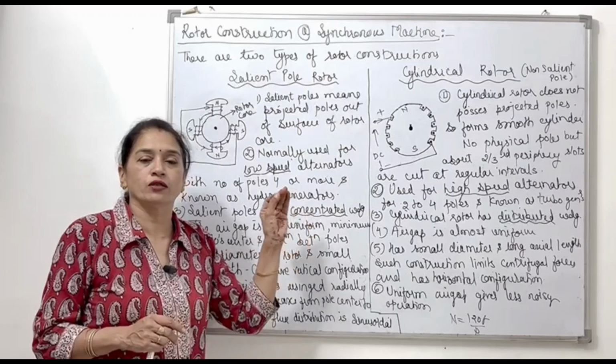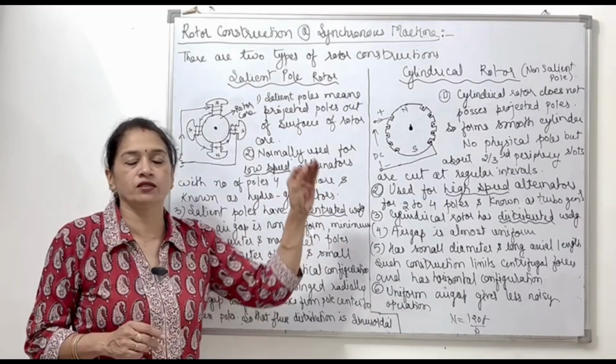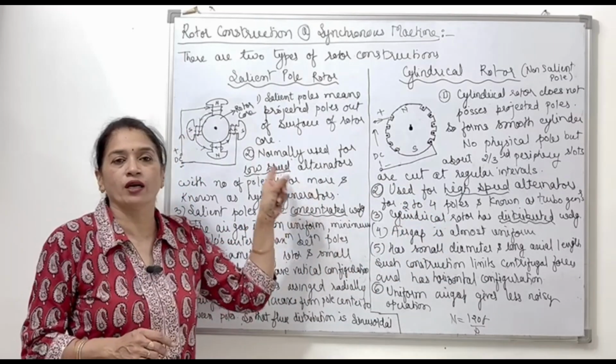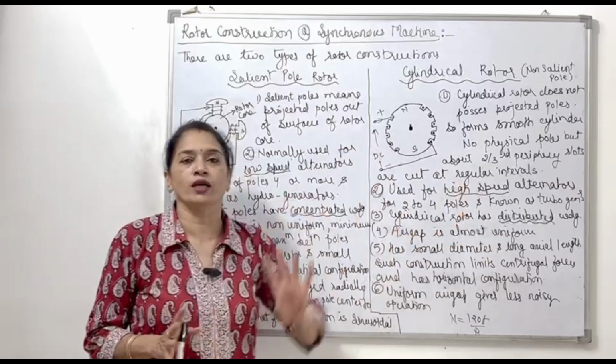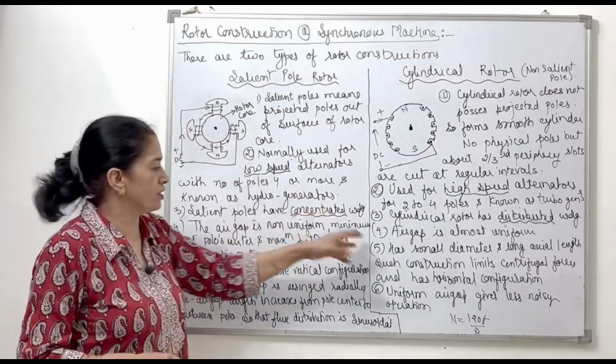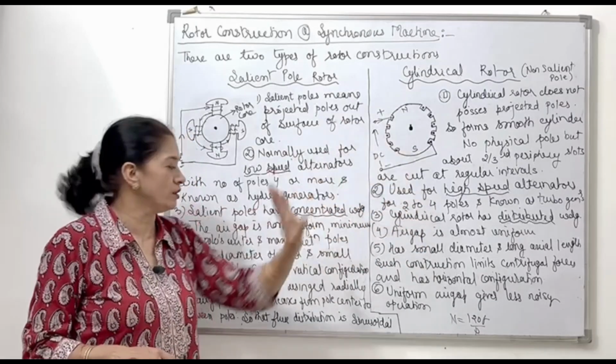So low speed generators are known as hydro generators, high speed generators are known as turbo generators. They are driven by water pressure, they are driven by steam pressure. Now, salient pole has concentrated winding, as I said, and the other has distributed winding.